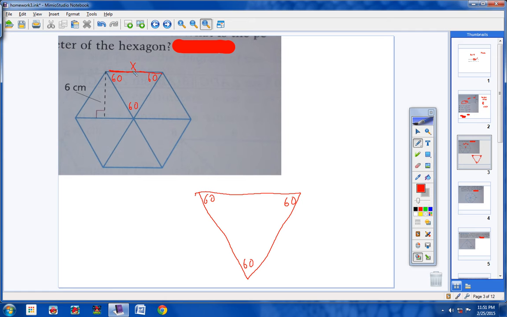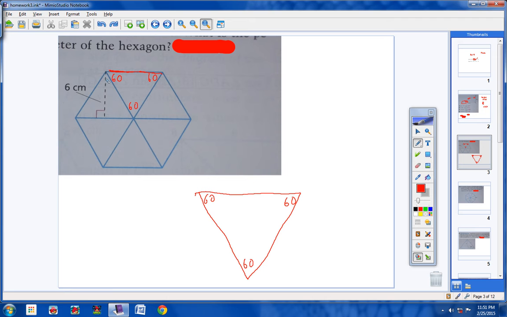And let's just pretend this length is 8. Well, if this is 8, this is 8, this is 8. They're all 8 all the way around. So 8 times 6 is 48. It's really easy to find the perimeter, students, if I can just find this length right here. Okay, so here's what we're going to do.